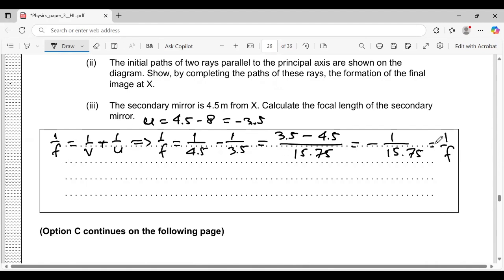So 1 over F equals minus 1 over 15.75. So it means F is the opposite of this fraction: minus 15.75 over 1, or minus 15.8, and the unit is meters.